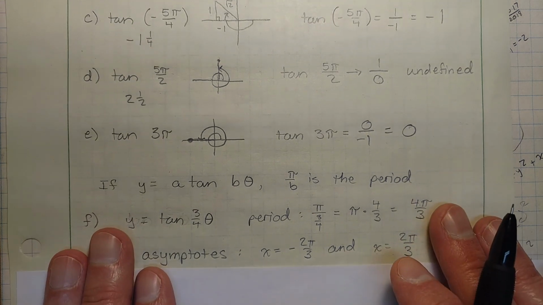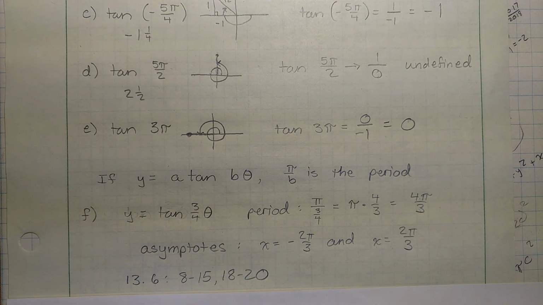All right, that's it. So your homework is going to be 8 through 15. That's just finding tangent ratios for angles. It's something we've already done, but it's more of that. And then 18 through 20 are finding the period of the tangent function and going ahead and describing where its asymptotes are.